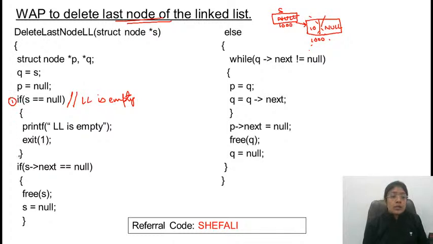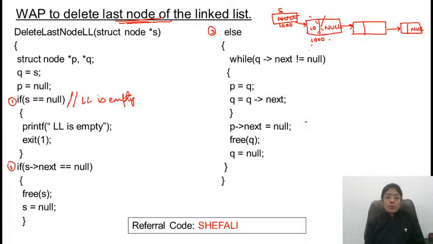This is case 1, this is case 2, and the third case is in which you need to traverse the linked list because we have to delete the last node of the linked list. So to find out the last node, we need to traverse the linked list. Yes, so that will be the third case. These are the three possibilities.